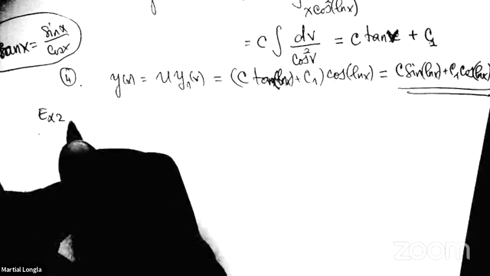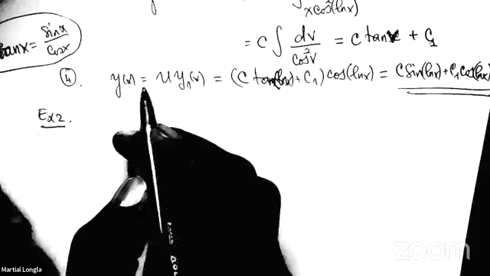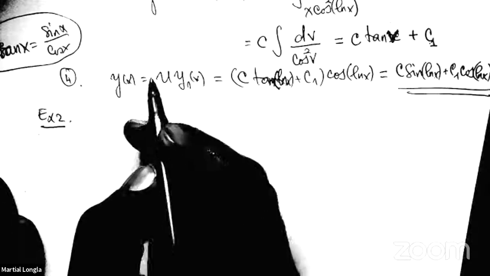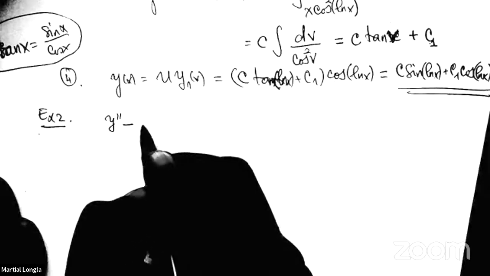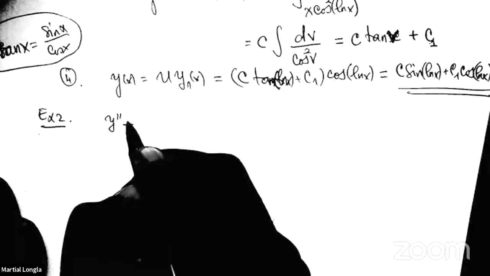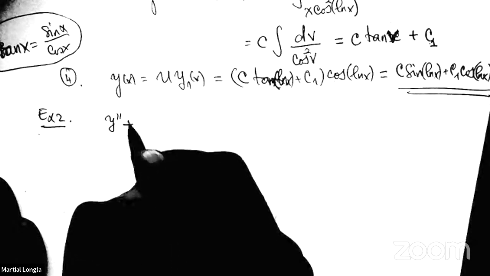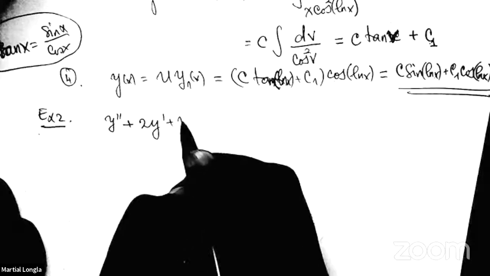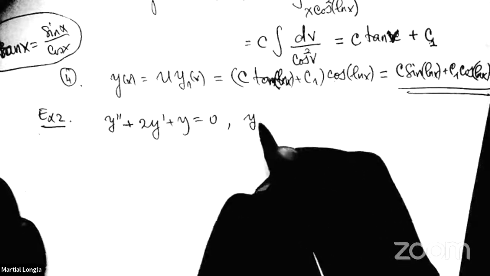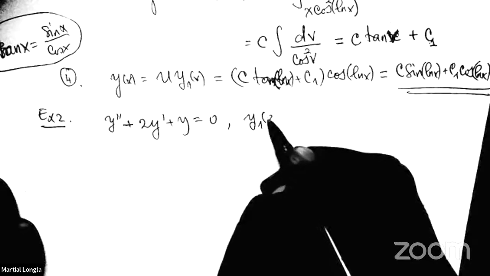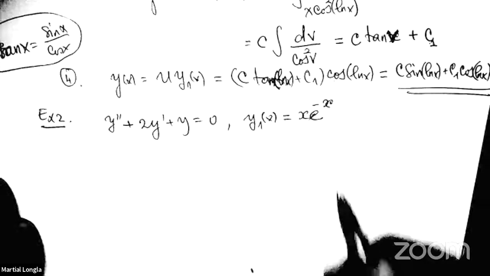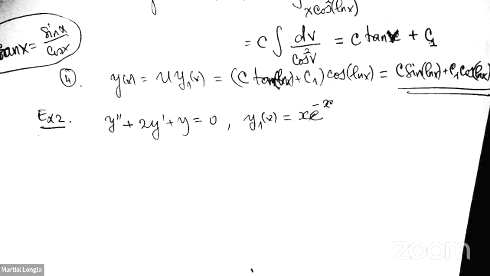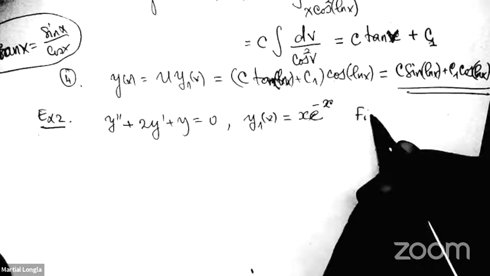Example 2. So the equation is y double prime plus 2y prime plus y equals 0. And then y1 of x equals x e to negative x. So this is the solution that is given. And you need to follow the steps to find the general solution.